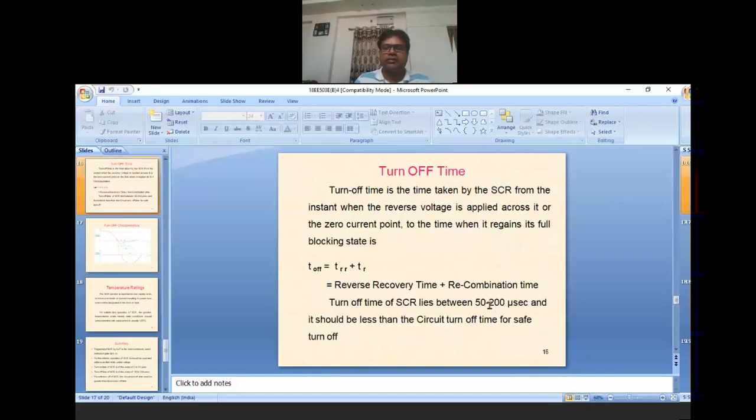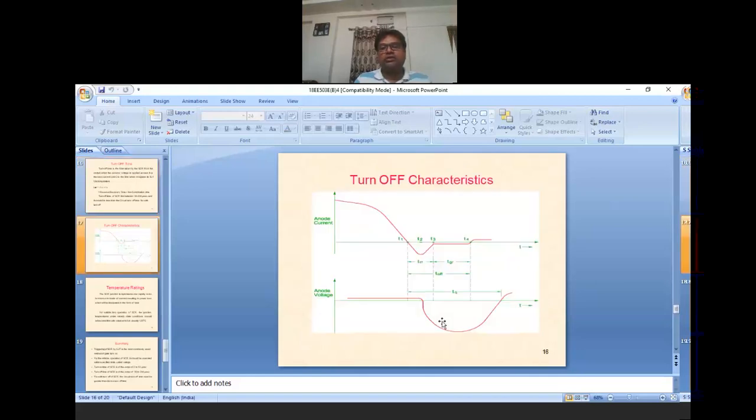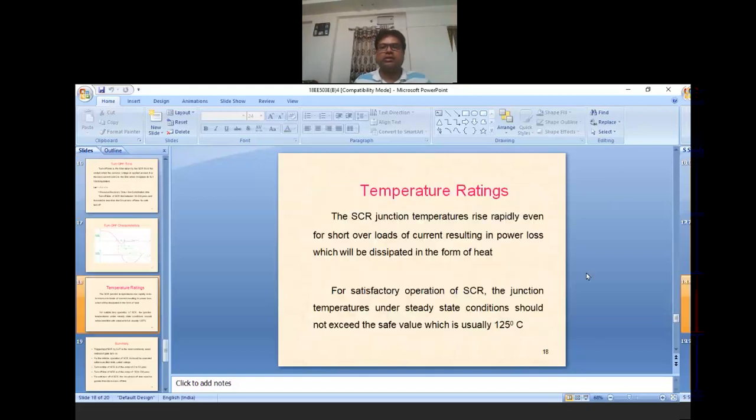Turn off time is normally more when compared to turn on time. It is of the order of 50 to 200 microseconds. And the most important factor is that the circuit turn off time for safe turn off should be more than the SCR turn off time. That is, the circuit should never be turned off before the SCR is turned off totally. After the SCR is turned off, then only the circuit should be turned off. That means the reverse anode voltage should still be there. So these are the turn on and turn off characteristics.